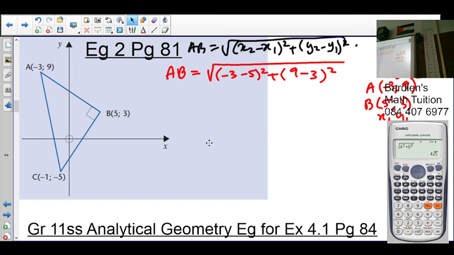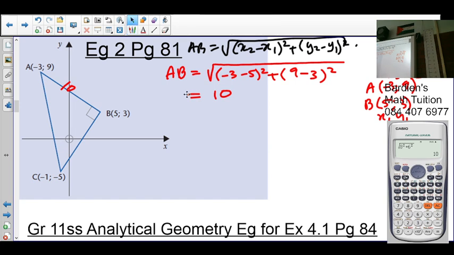So what do I do now? Plug it into the calculator. Or if you want to use your head, no problem. So 8 squared plus 6 squared. I think it's going to give you 100, which is 10. You guys understand? But if you're not comfortable doing it in your head, you can use a calculator to be safe. So that's going to give you 10.